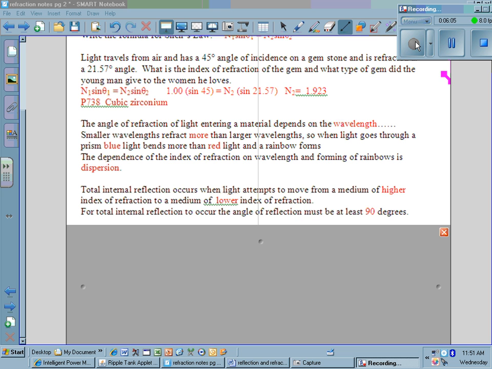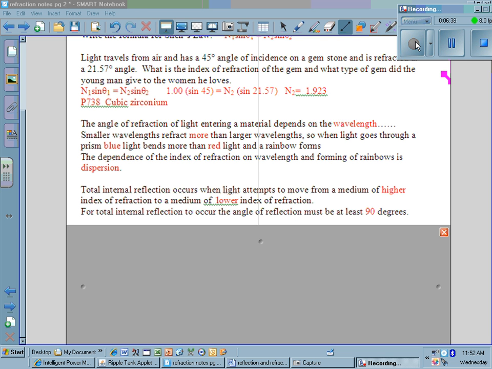Okay, lastly but not leastly, let's talk about these rainbows and get the rainbow notes again. The angle of refraction of light entering a material depends on the wavelength. So the smaller wavelengths are going to refract more. That's why you saw the blues and the purples bend more in the prism. When the light goes through a prism, blue light bends more than red light, and the rainbow forms. The dependence of the index of refraction on wavelength in the forming of rainbows is called dispersion. So when the light gets bent, that's called what? Refraction, but the separating of the rainbow is called dispersion.